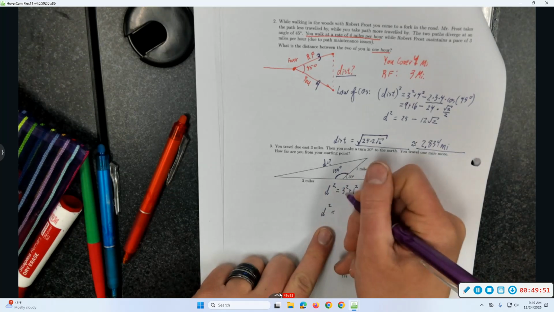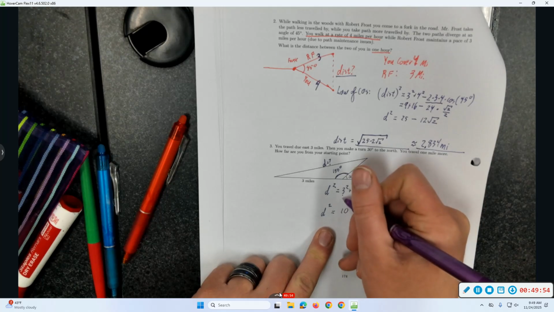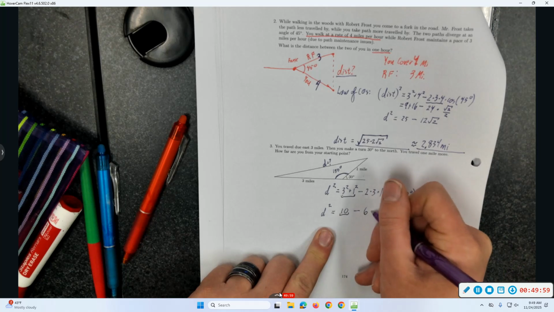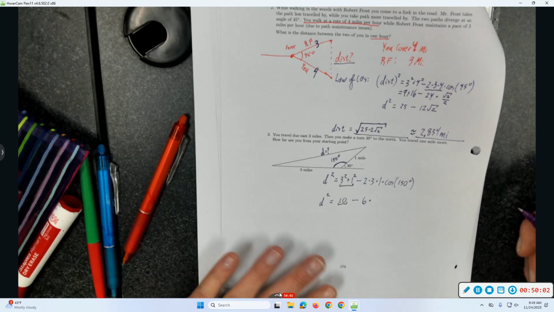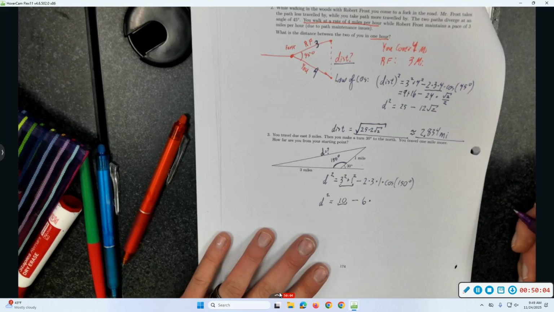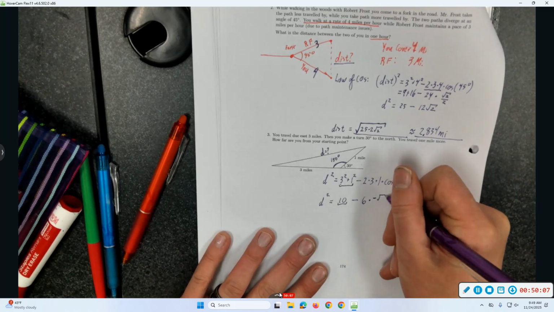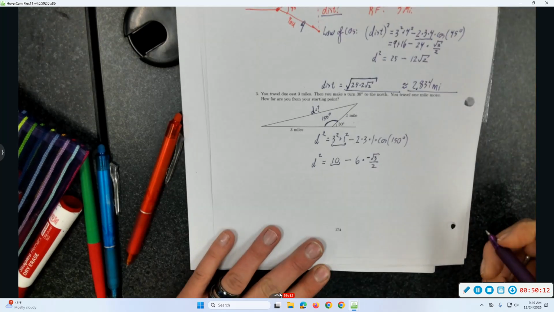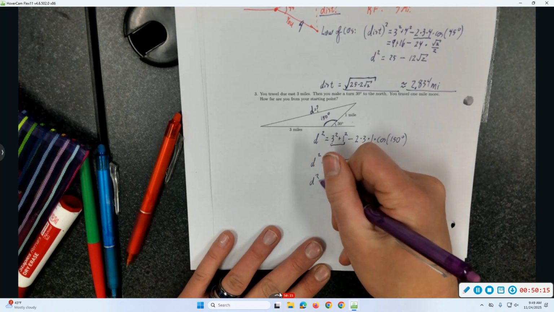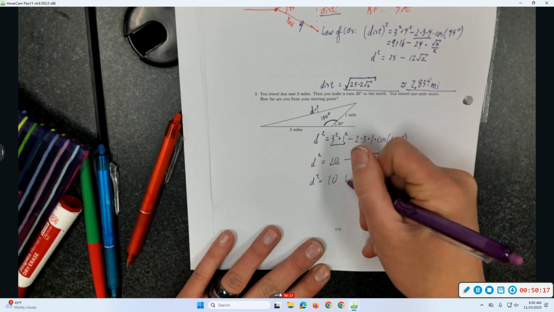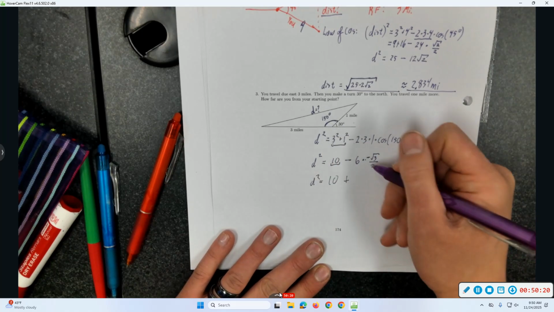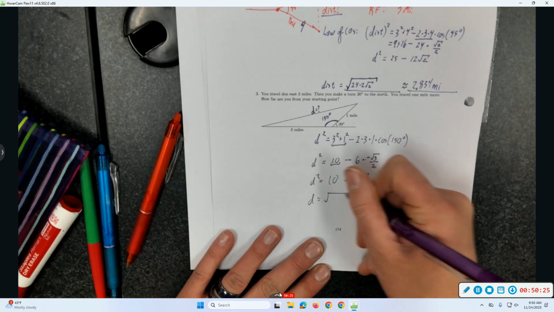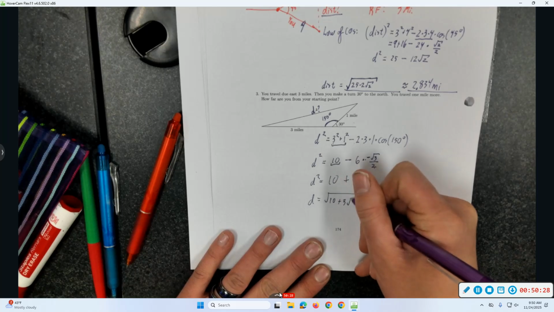So I'm getting d squared is 9 plus 1, that adds up to 10, minus 2 times 3, which is 6, times, what's the cosine of 150 degrees? Negative root 3 over 2. All right, cool. Seems pretty good so far? All right, so d squared is 10 plus, double negative becomes a positive, 6 divided by 2 is 3, so 3 root 3. So apparently d is just the square root of 10 plus 3 root 3.